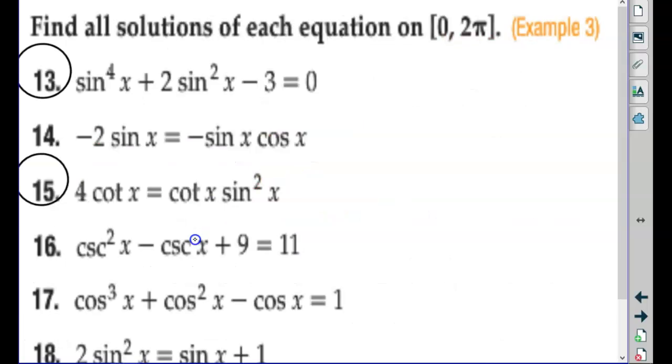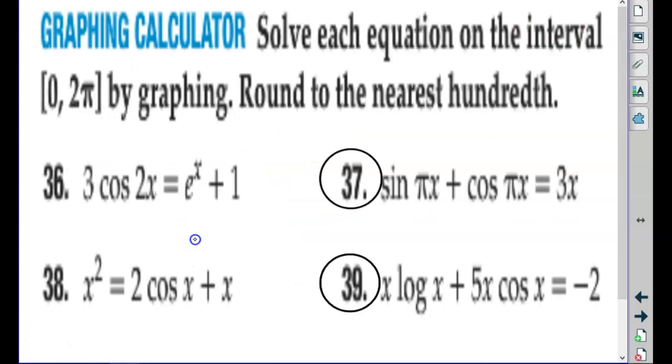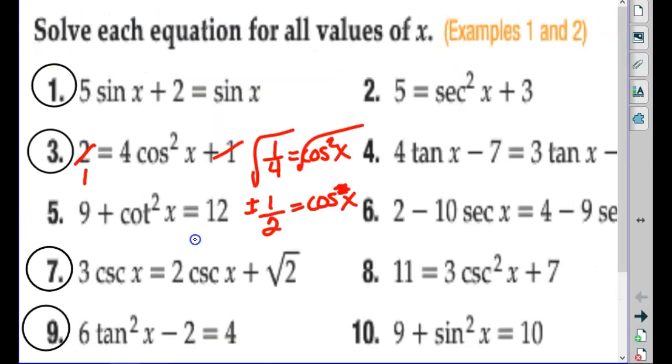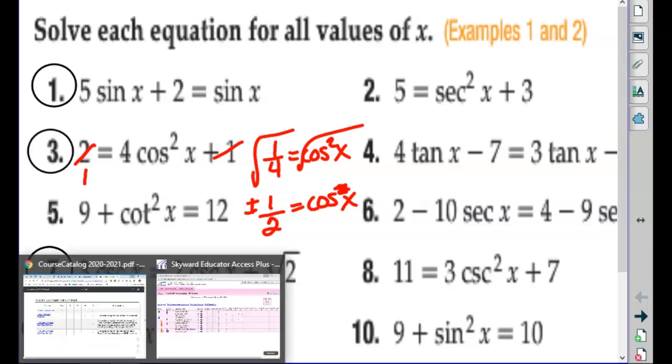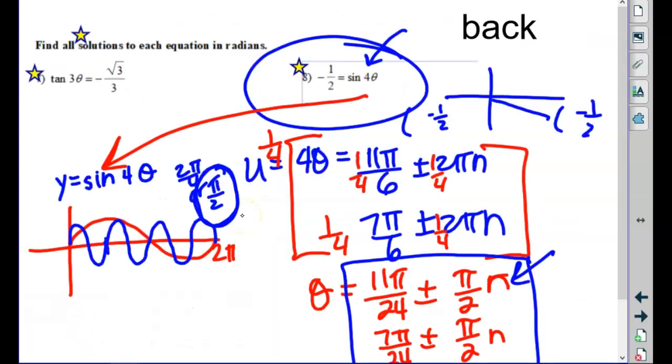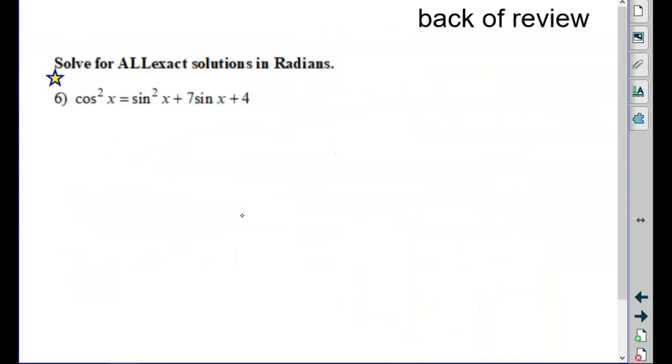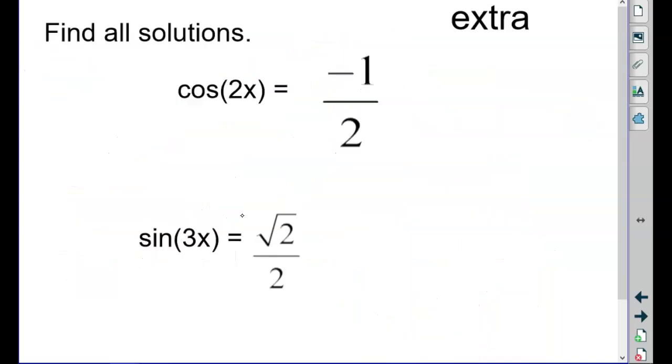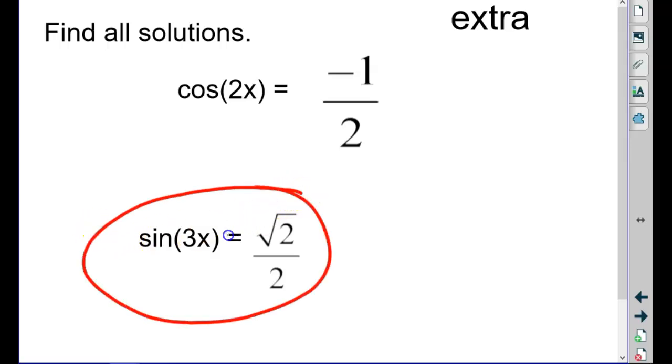I don't know if the bookwork had any U substitution questions. I feel like it didn't. What about worksheet? Here's some more U substitutions. You want me to do this one real quick before I stop the video? Here's one with a 3 in it. Where is the sine square root of 2 over 2, guys?